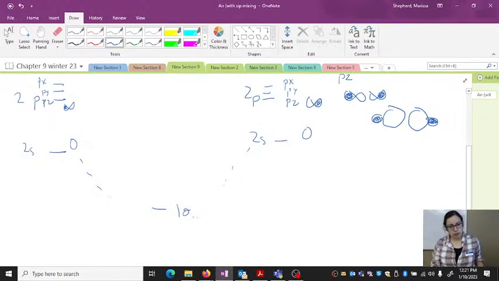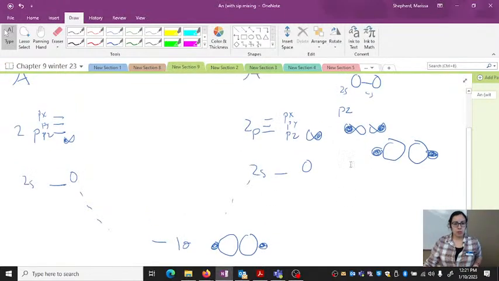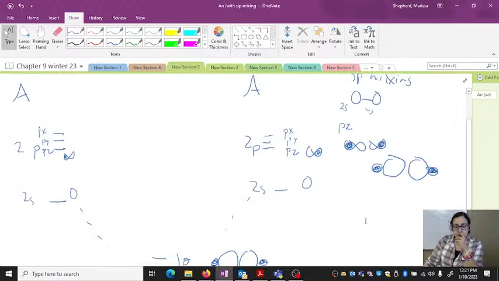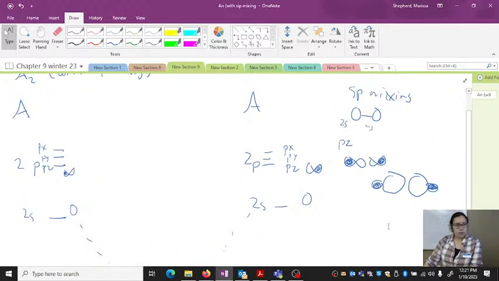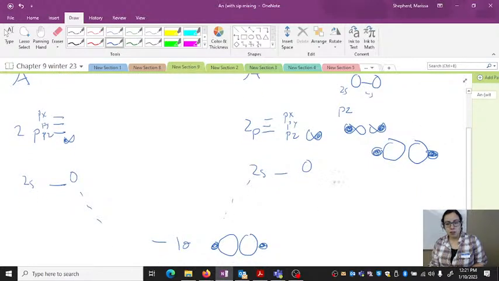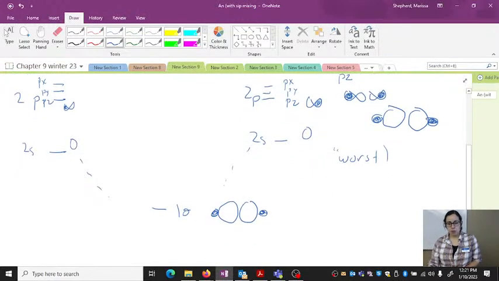So our 1 sigma orbital, and again, we'll draw it something like this. We'll get back to the middle in a second, because it's easier to figure out your best combination, your worst combination, and then you can figure out what's in the center.